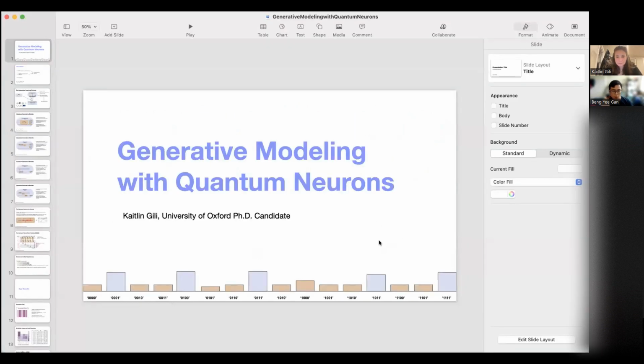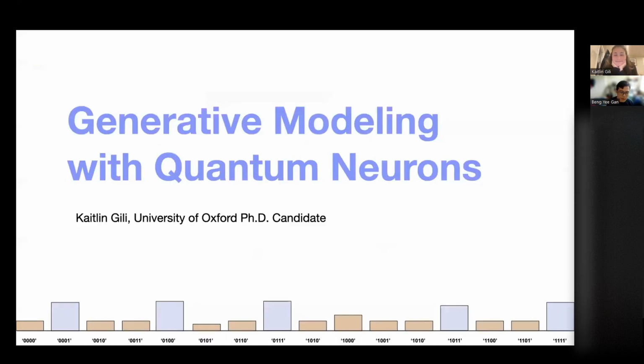It's our pleasure to have Kaitlin here to talk about her work on generative modeling with quantum neurons. Quantum generative modeling is becoming a very big field now. People just started to look into unsupervised machine learning, and generative modeling is one of the aspects that people go into.